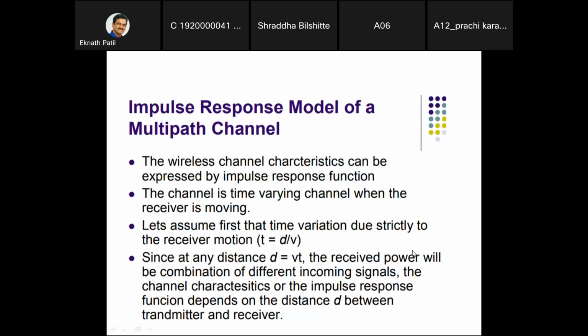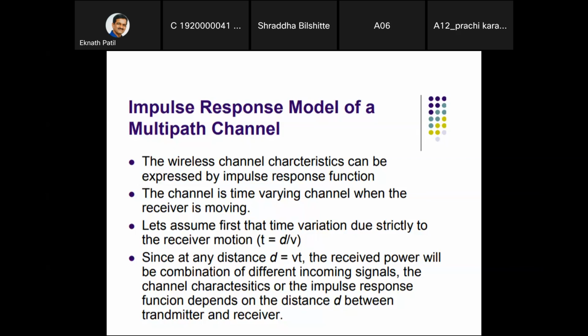Impulse response model of a multipath channel, we'll discuss. We just looked at Doppler shift, the Doppler shift equations, and an example. A very simple example and a very simple formula are there. FD is equal to V divided by lambda into cos theta. With the help of that formula, we calculate the Doppler frequency, the change in the frequency. If any object is moving towards the observer, the shift will be positive. If moving away from the observer, it will be negative. Only this you have to keep in mind.